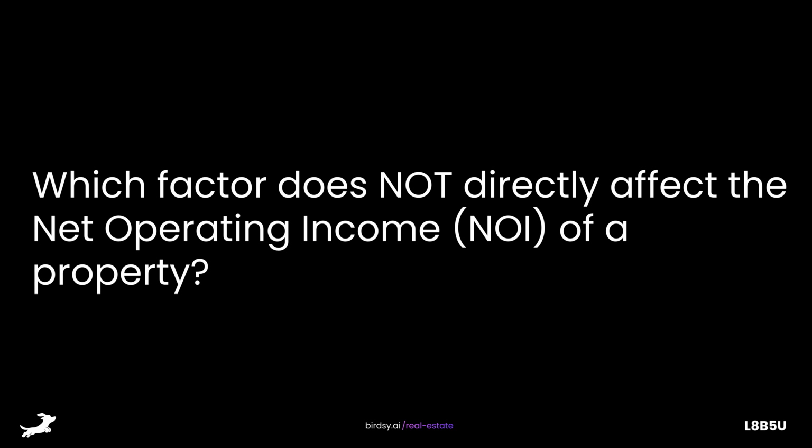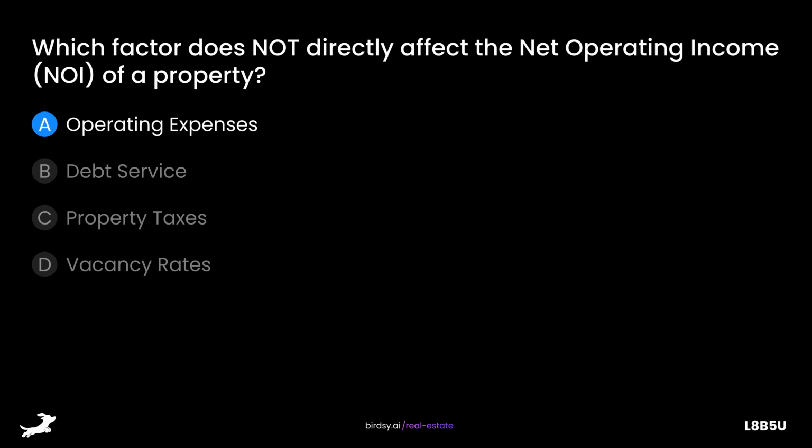Which factor does not directly affect the net operating income of a property? Is it A, operating expenses, B, debt service, C, property taxes, or D, vacancy rates? The answer is B, debt service.